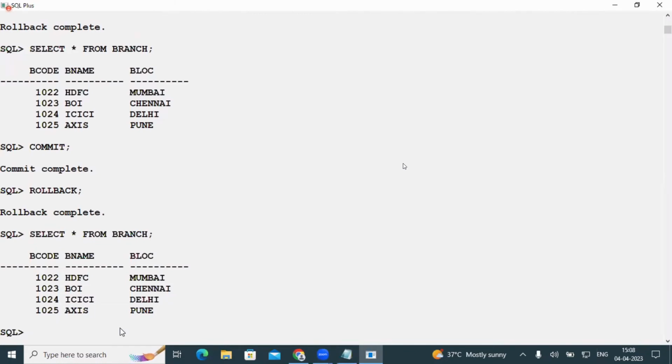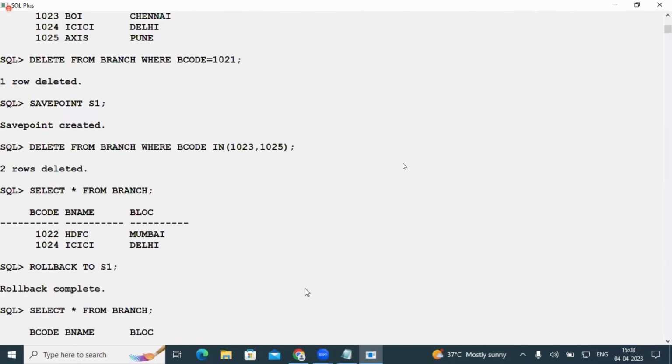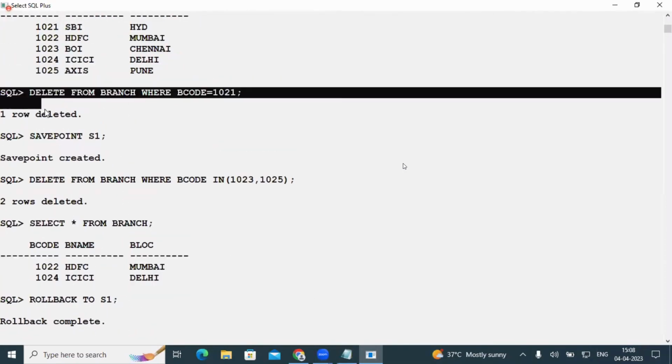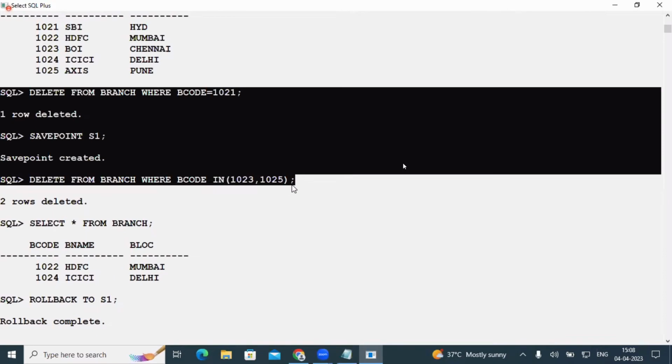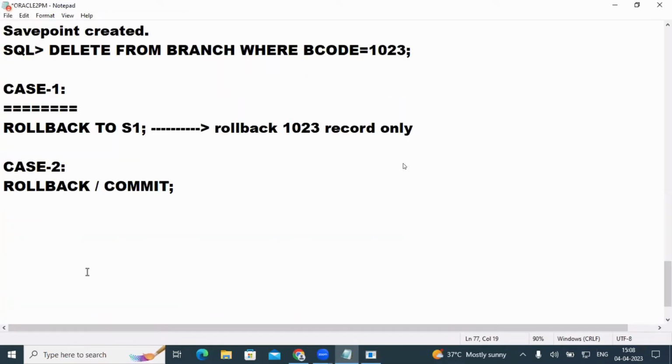So I said also, once you commit, rollback cannot work. That means in a savepoint, not only one specific record, you can keep a number of rows into one savepoint memory. Now take another example.